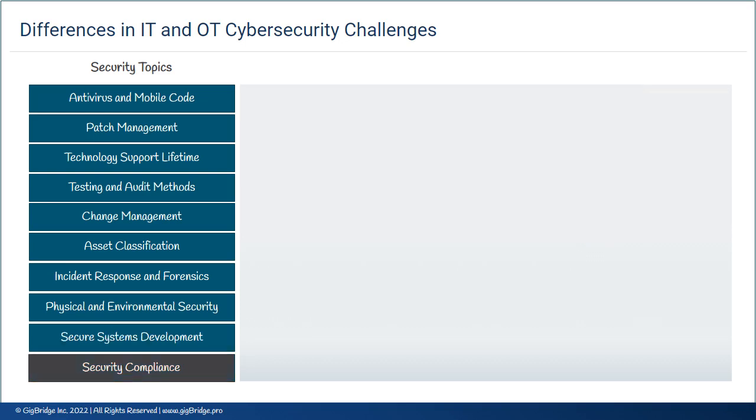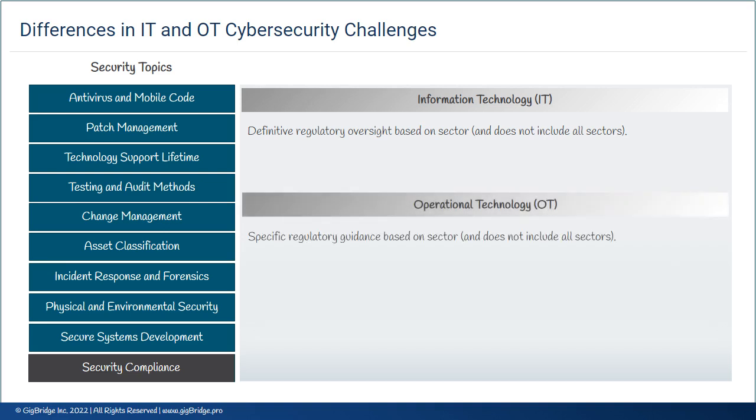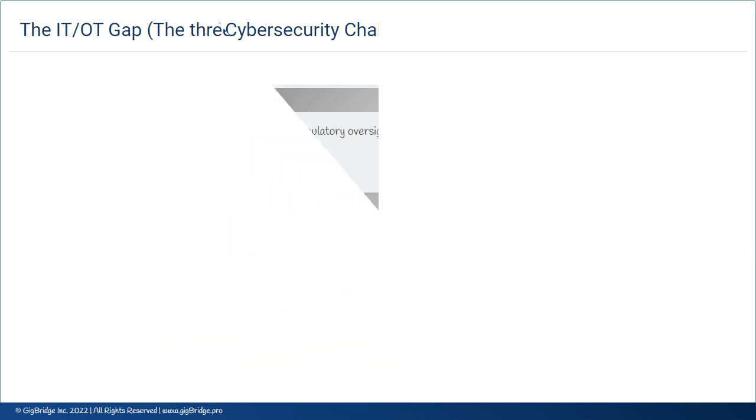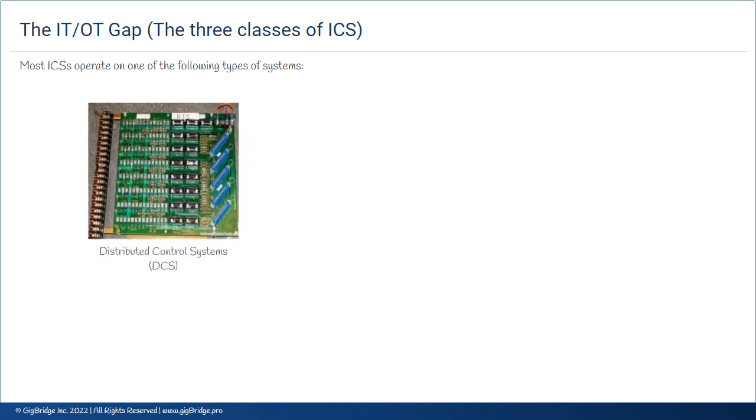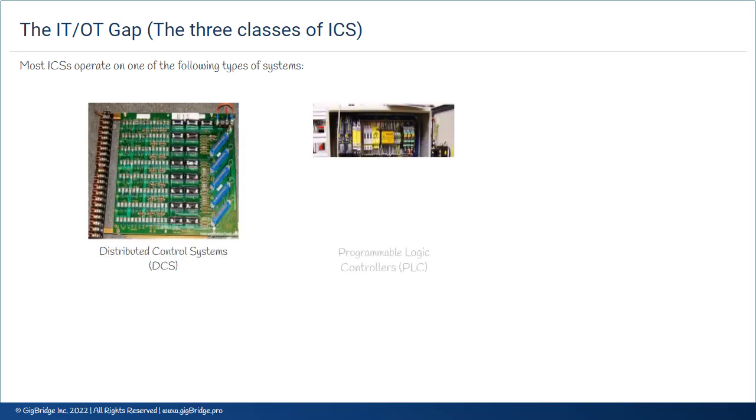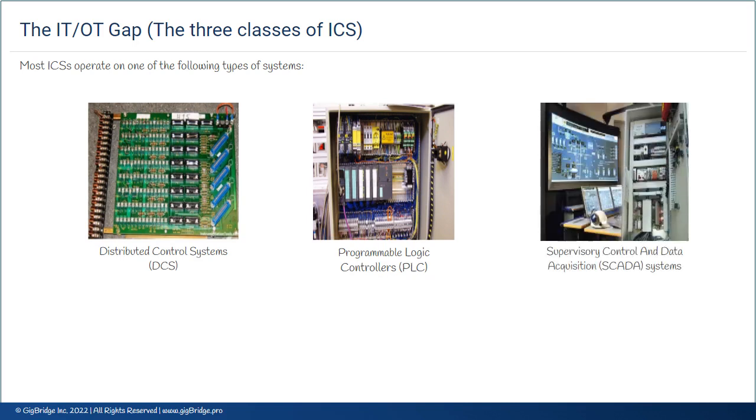Security compliance. IT: definitive regulatory oversight based on sector and does not include all sectors. OT: specific regulatory guidance based on sector and does not include all sectors. Most ICSs operate on one of the following types of systems: distributed control systems, programmable logic controllers, supervisory control and data acquisition. Let's look at each in detail.